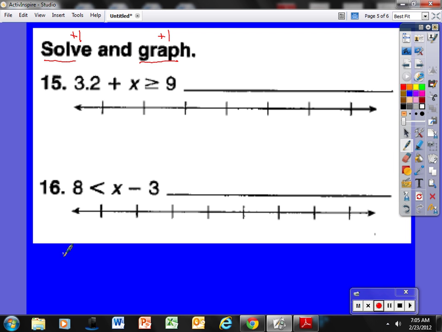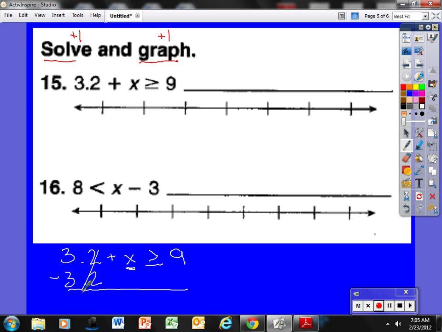I have 3 and 2/10 plus an unknown x is greater than or equal to 9. Okay, first thing I want to do is I know I need to isolate that variable x. I want that x by itself. Now I must do the inverse of this to get rid of it. Many of you are saying, well, what's the opposite of 3 and 2/10? Well, it's a positive, so to get rid of that positive, I'm going to subtract 3 and 2/10. That would cancel it out.